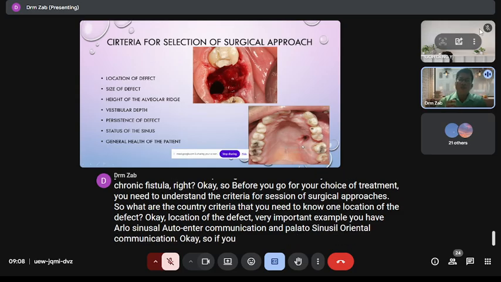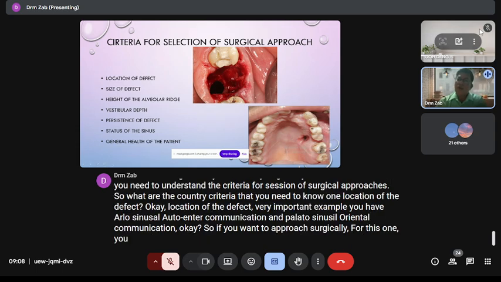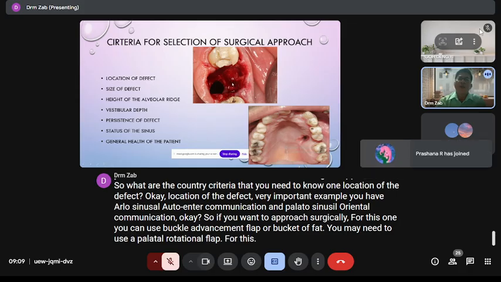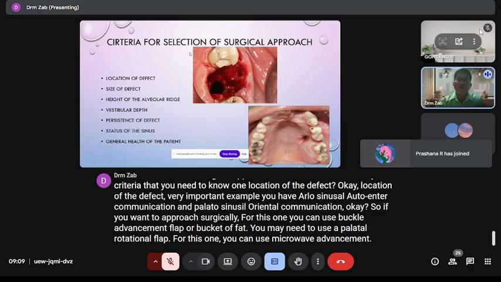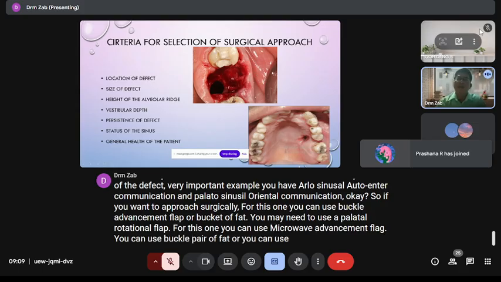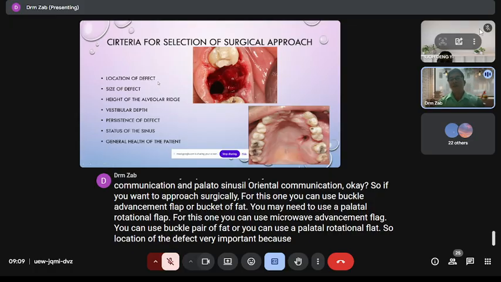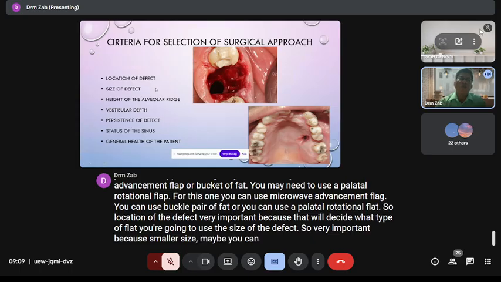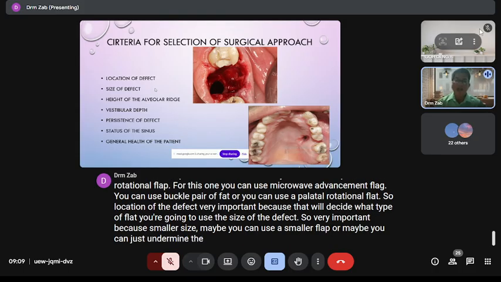For example, you have alveolo-sinusal oro-antral communication and palato-sinusal oro-antral communication. Okay, so if you want to approach surgically, for this one, you cannot use buccal advancement flap or buccal pad of fat. You may need to use a palatal rotational flap. For this one, you can use buccal advancement flap, you can use buccal pad of fat, or you can use a palatal rotational flap. So location of the defect is very important, because that will decide what type of flap you're going to use.